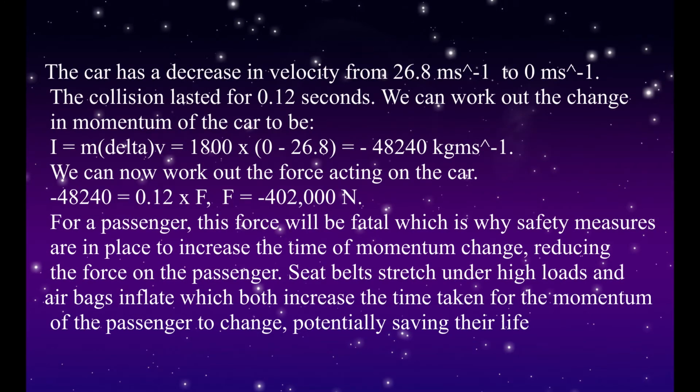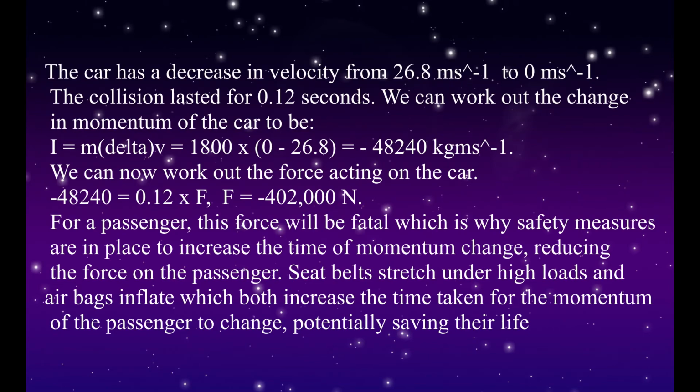We can work out the change in momentum of the car to be impulse equals m times delta v, which is 1800 times minus 26.8, giving us minus 48,240 kilogram meters per second. We can now work out the force acting on the car. Minus 48,240 equals 0.12 times F. So the force must be minus 402,000 newtons.